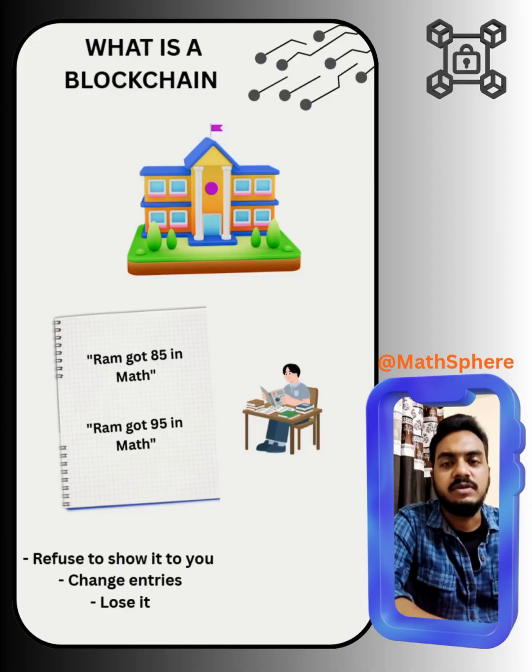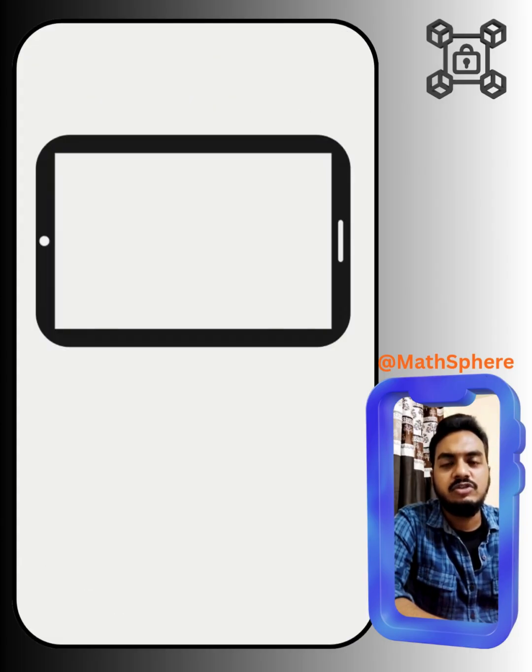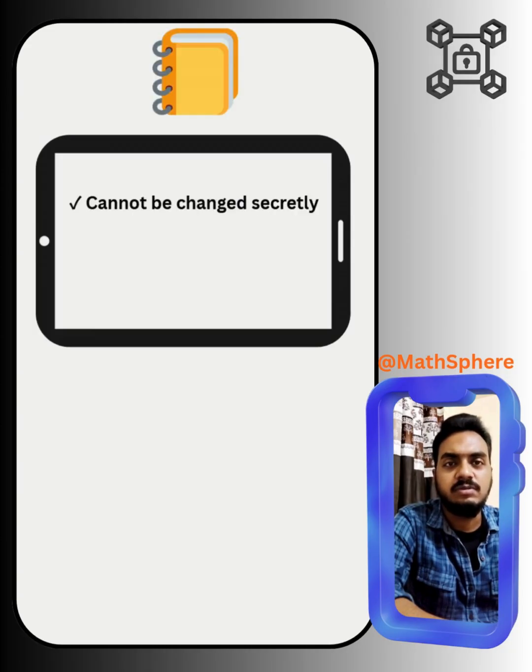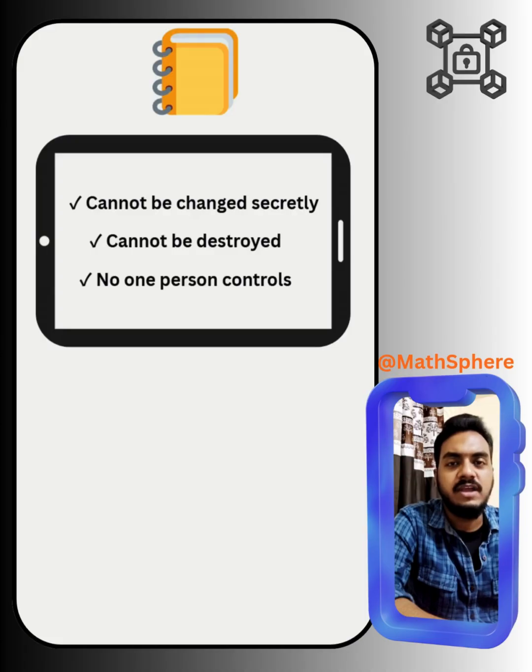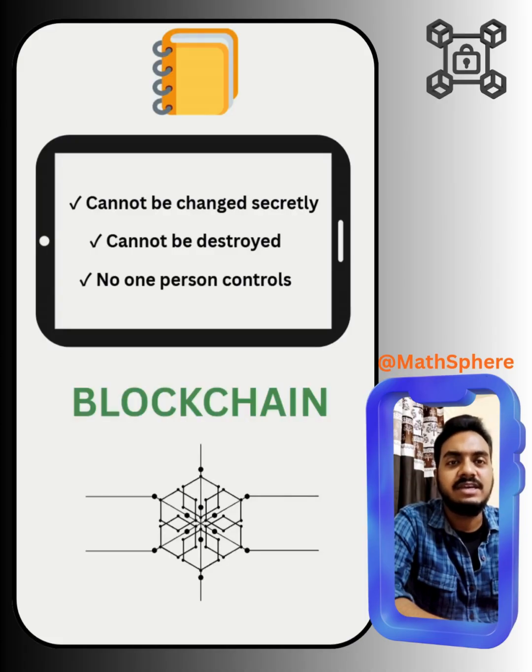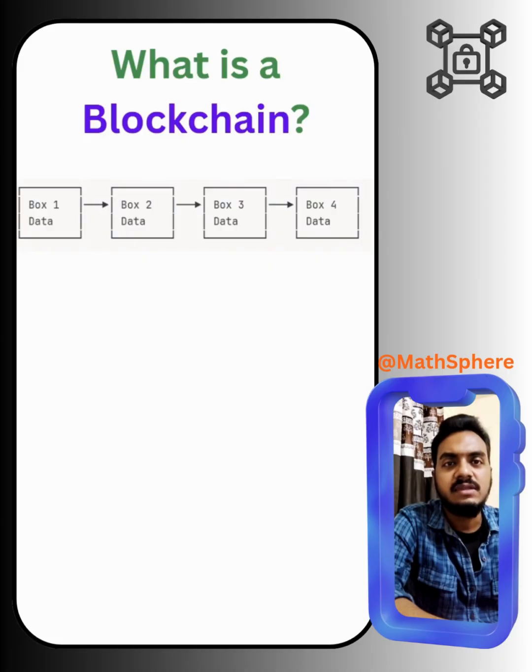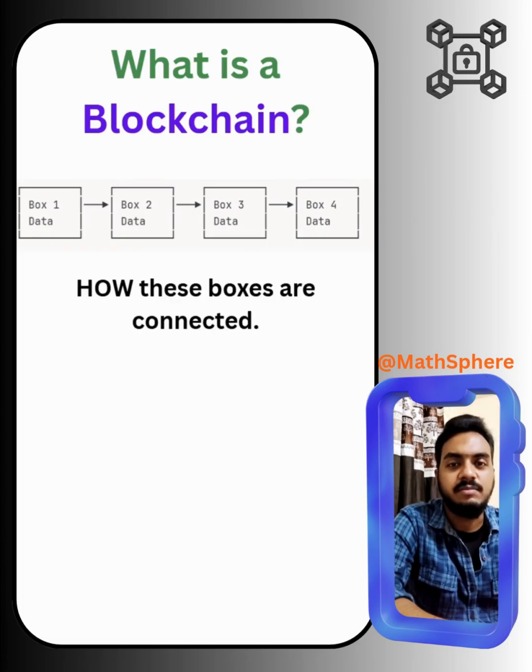Let me start with the simplest possible explanation. It is like a chain of boxes where each box contains some information and each box is connected to the previous box. If you break one of the connections, everyone can see it. But the clever part is how these parts are connected. They are not connected with glue or anything, rather they are connected with mathematics.